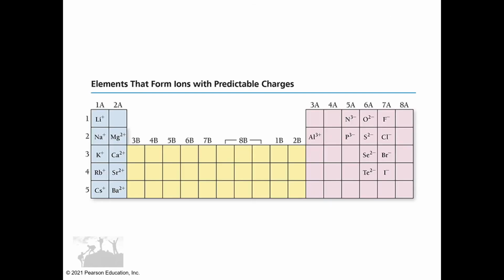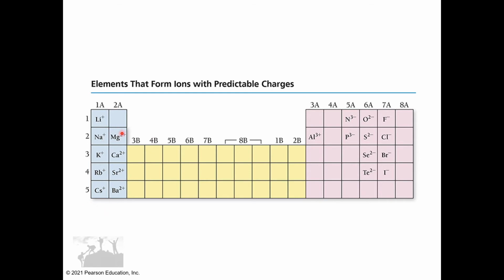So if you don't understand that concept already, I highly suggest you memorize these predictable charges. If you know how many valence electrons there are, then you know how many electrons need to be lost or gained so that those elements can have a complete octet. So for the group 1 metals, they all have one valence electron, so they have to lose that valence electron in order to have a complete octet. So that's why all their charges are +1.